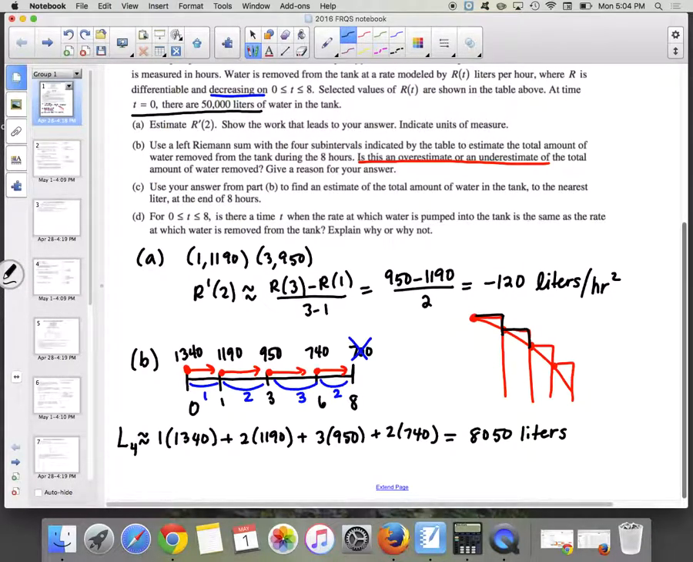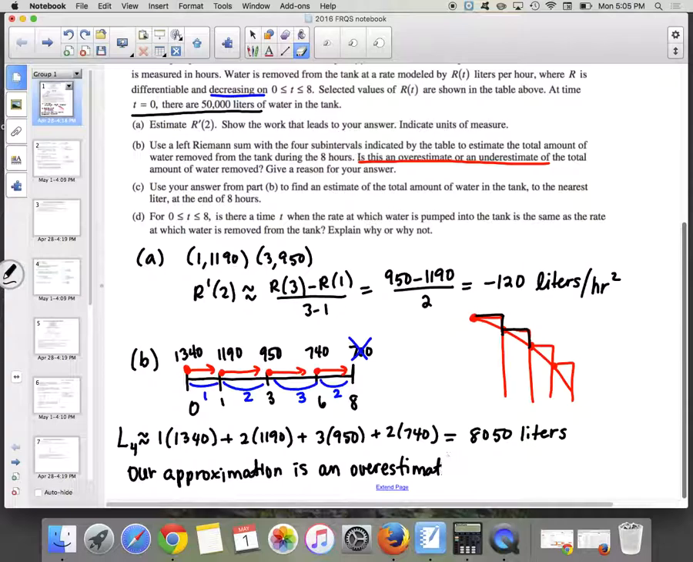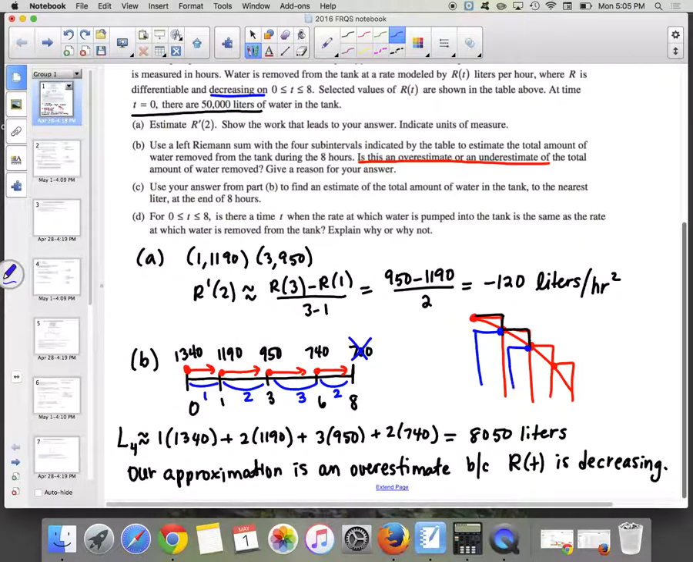So we're going to say our approximation is an overestimate, and the only justification we need is because R of t is decreasing. So decreasing functions will have left Riemann sums that are overestimates, and if it asks for a right Riemann sum, it would be an underestimate.